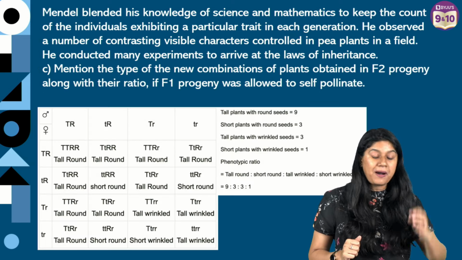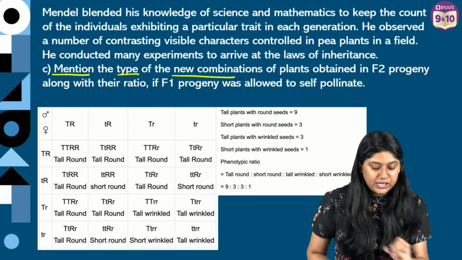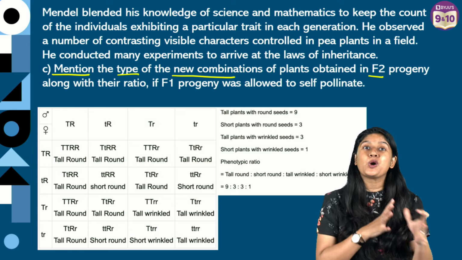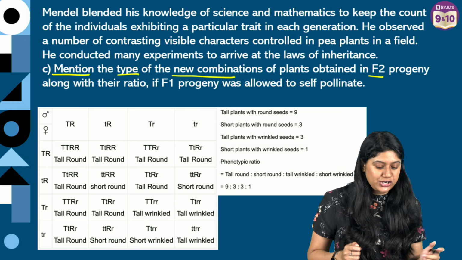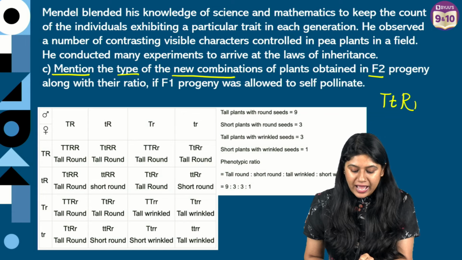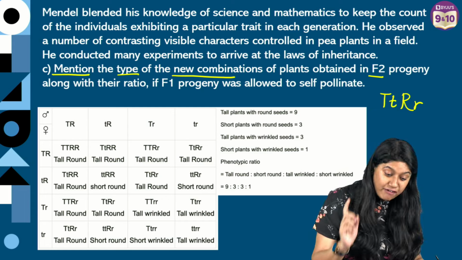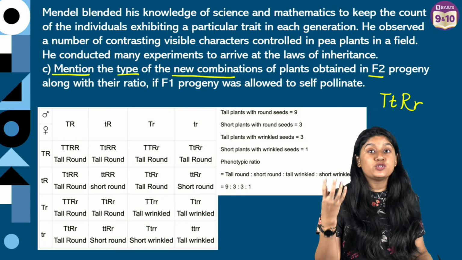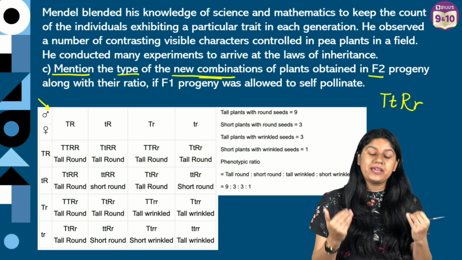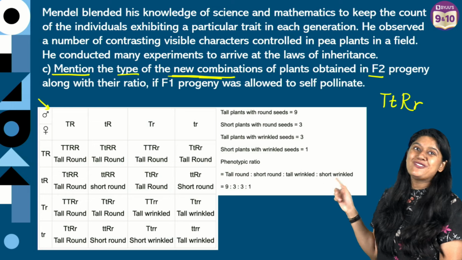Moving to the C part of the question. The C part is: mention the type of new combination of plants obtained in the F2 generation. We have seen what the result will be in the F1 generation. We got capital T, small t, capital R and small r. Now we have to obtain the F2 generation. So we will do a cross like this, and we will be able to find what new combinations of plants we will get in the F2 generation.